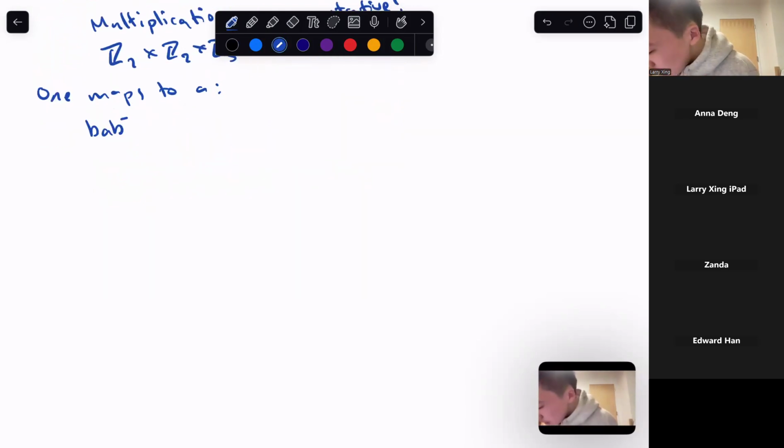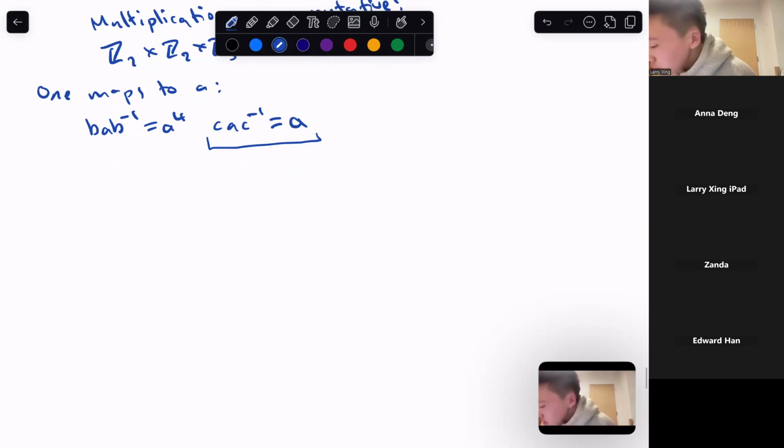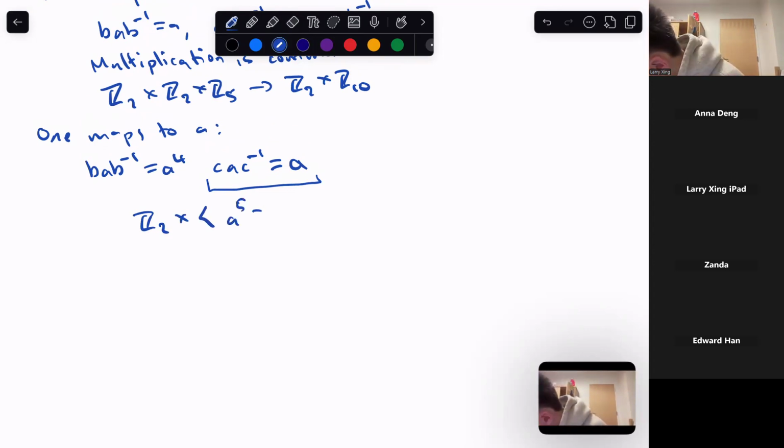Okay. Now, what if one of them maps to A? Then that means that b to the negative 1, let's say this maps to A to the 4, and c to the negative 1 maps to A. So now what we see is that this group must define essentially a product group where the thing defined by the C is Z2, and then we're essentially crossing it by A to the 5 equals B squared equals 1, and B A b to the negative 1 equals, not 1, A to the 4.